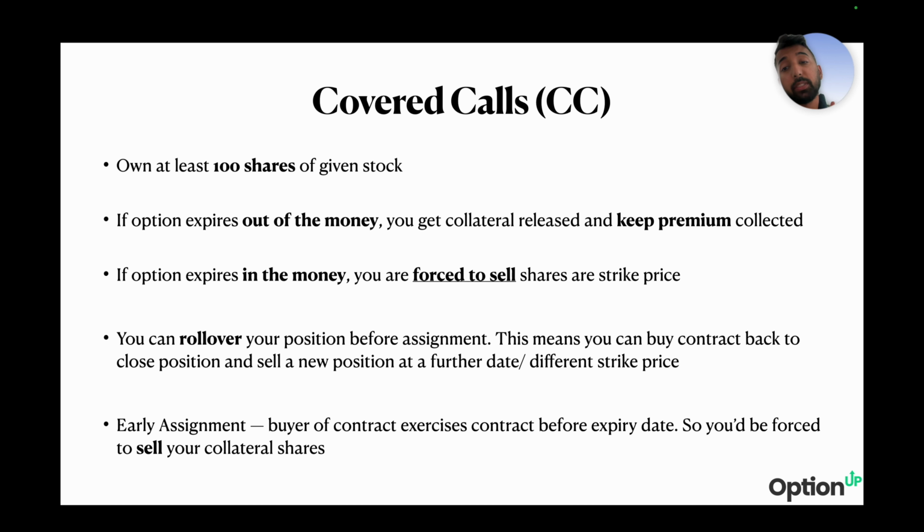Now, if the option expires in the money, meaning the current value of the stock is higher than the strike price, then you are forced to sell your shares at the strike price. Now, you can also have the option of rolling over your position before there's an assignment. So before the buyer exercises their right, you can essentially buy that contract back and then sell a new one for a further date out.